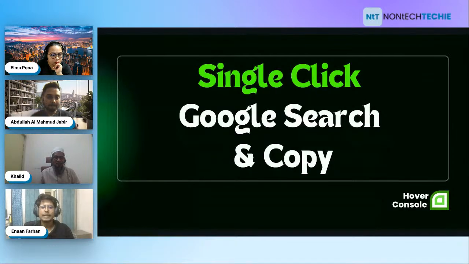It is a single-click Google search and copy. If you find any error, you would normally have to Google it, or copy the error message and save it or send it somewhere. Here it is just one click away. You click and it goes to the Google search, or if you want to copy, it's one click away and you copy the whole error.